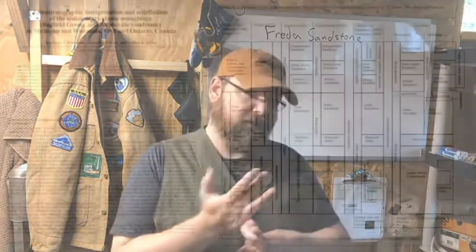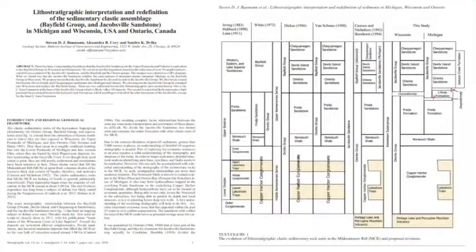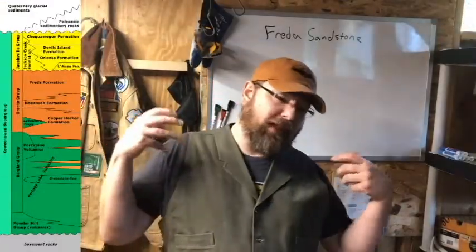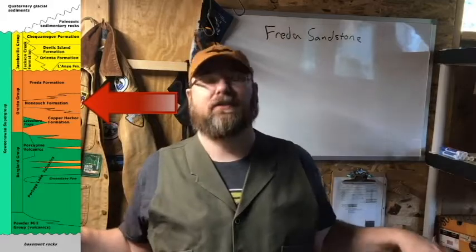Originally, I redefined the stratigraphy of what is now the Jacobsville group. It used to be the Jacobsville Sandstone. I've gone over this before, and then I did the Copper Harbor Conglomerate. And Copper Harbor Conglomerate is the bottom formation of the Oronto group. Above that is the Nonesuch. I'm not touching that. It's too complicated.